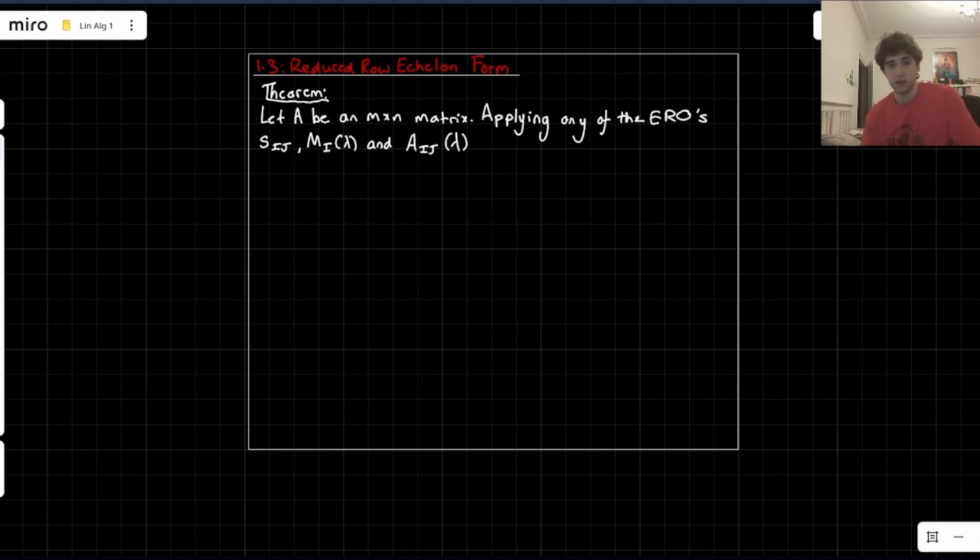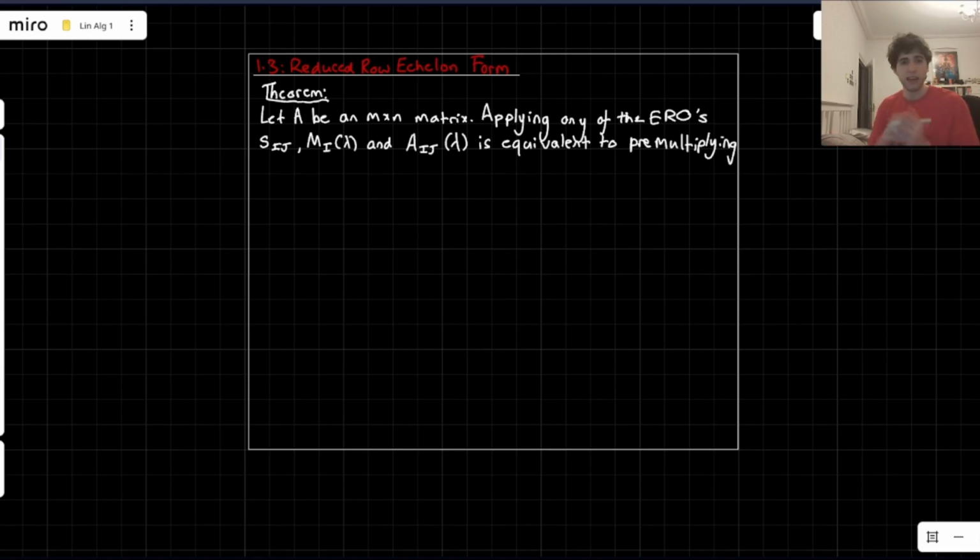So what this theorem is saying is that applying any of these EROs is equivalent to pre-multiplying. If you don't remember that, we spoke about it a couple of videos ago. Obviously matrix multiplication is not commutative. So matrix A multiplied by matrix B is not the same as matrix B multiplied by matrix A. So you have to specify whether you're pre-multiplying or post-multiplying, in other words, multiplying on the left or the right. And pre-multiplying means multiplying on the left.